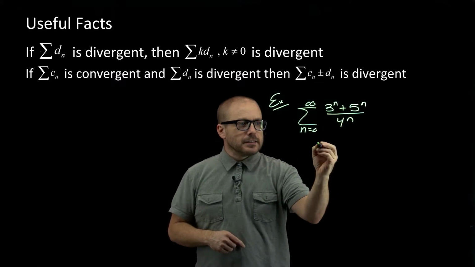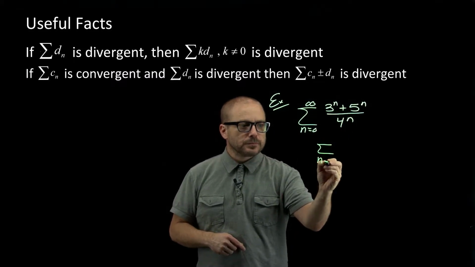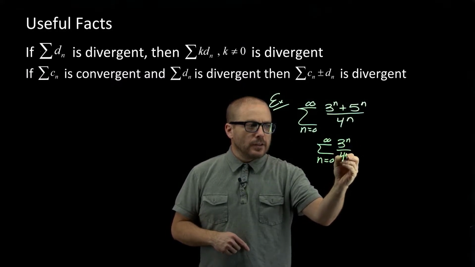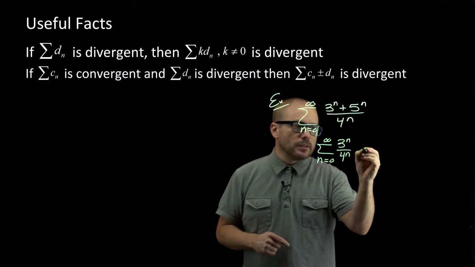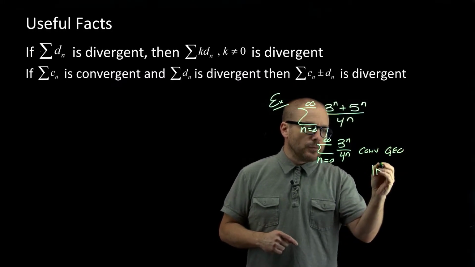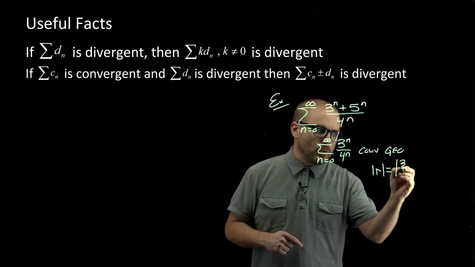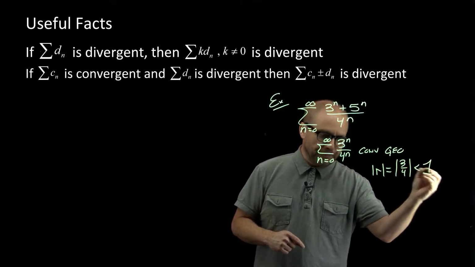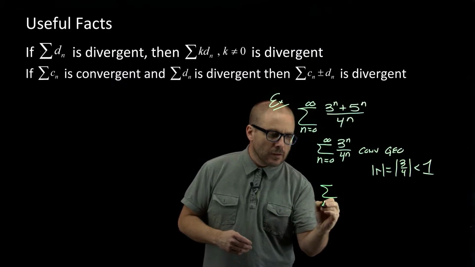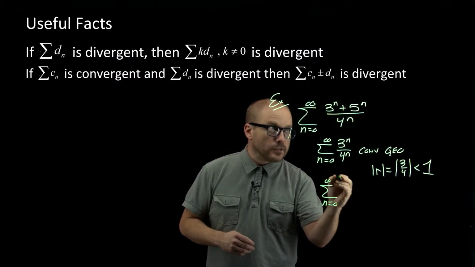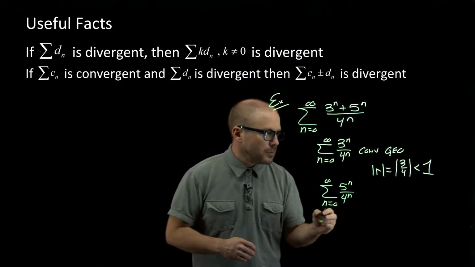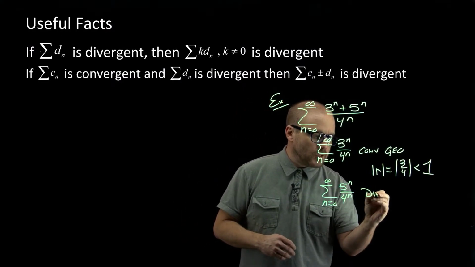notice that when you break this up, you have two geometrics again. This one convergent, because absolute value of r is absolute value of 3/4, which is less than 1. And the second one, though, also geometric, but divergent, right? Because the r in that case is 5/4. So this is a divergent geometric.